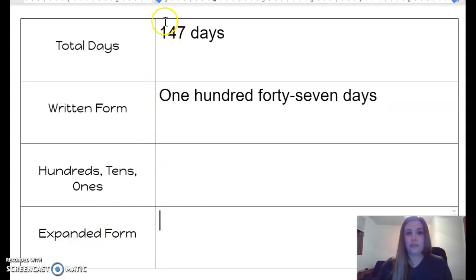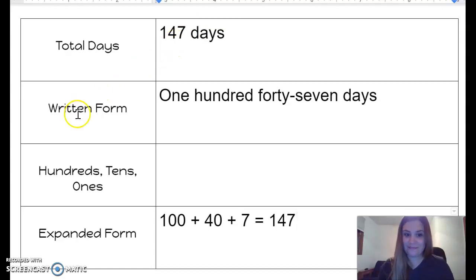So how many hundreds are in 147? There's 100 plus how many tens? There's 4. That equals 40. Plus how many ones? 7. And that equals 147. But let's take a look at some equations that you did.